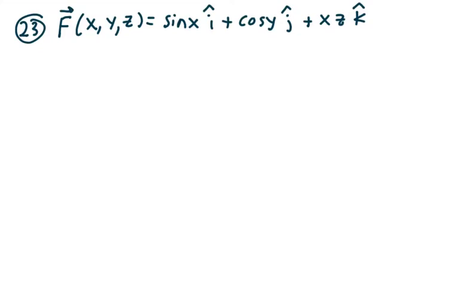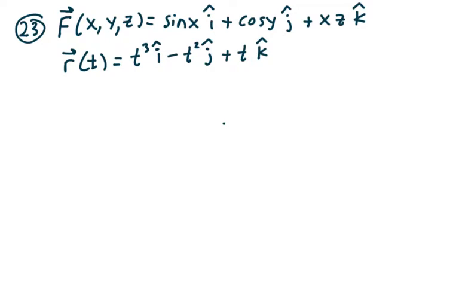And r of t is equal to the following. You get t to the 3rd times i minus t squared times j plus t k. Remember, i, j, and k are the unit vectors, right? i is 1, 0, 0, j is 0, 1, 0, k is 0, 0, 1. And t is between 0 and 1, in fact.